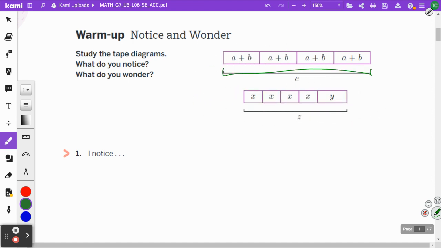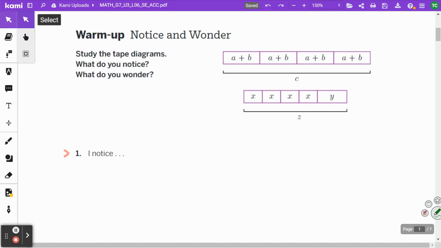So here I see C and Z are different lengths. It makes me wonder, would we ever be able to figure out what C and Z are in comparison to each other or just isolated and alone? Would we be able to solve A and B and X and Y? So those are a couple of the things that I happen to notice. Let's go ahead now and head to the next page, shall we?